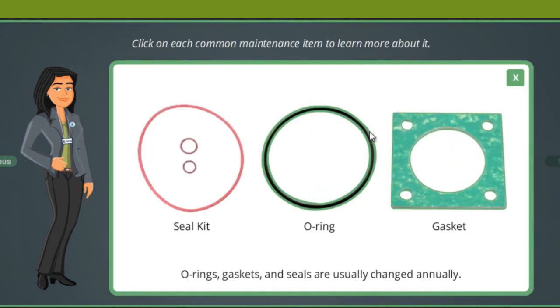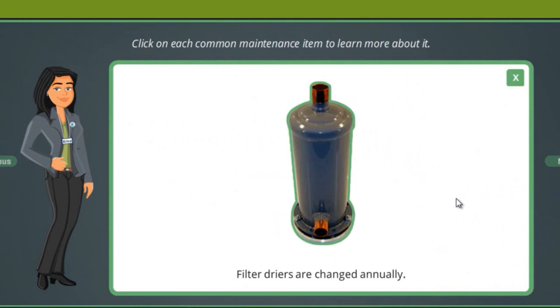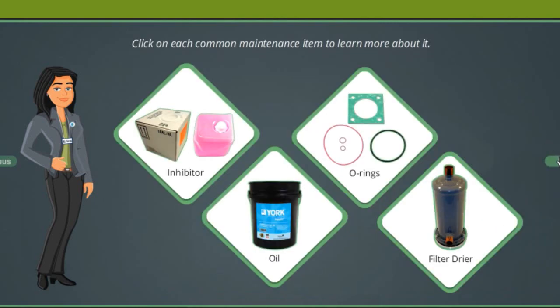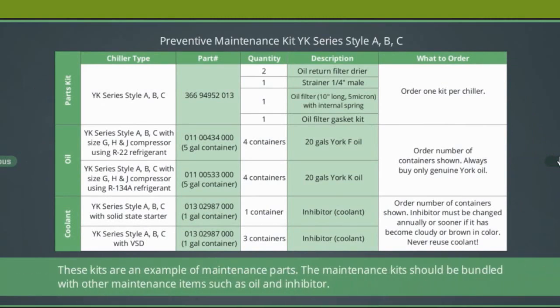Seals, O-rings, and gaskets are usually changed annually. Filter dryers are changed annually. Here's an example of a York Chiller Preventive Maintenance Kit. These kits are an example of maintenance parts. The maintenance kits are to be bundled with other maintenance items such as oil and inhibitor.